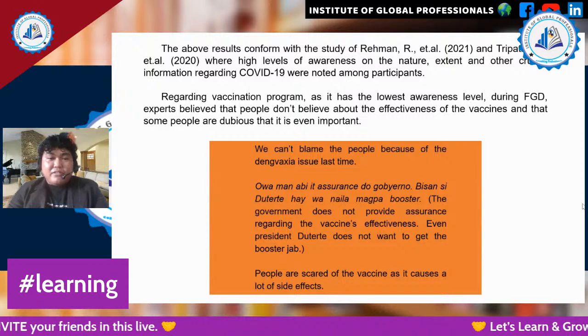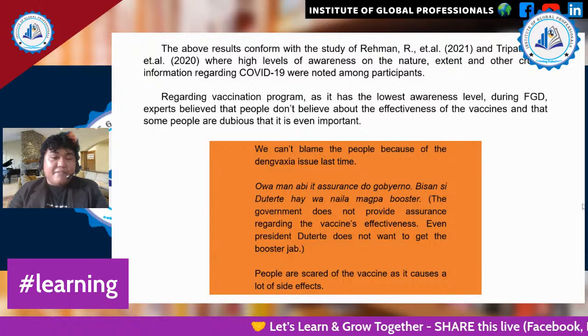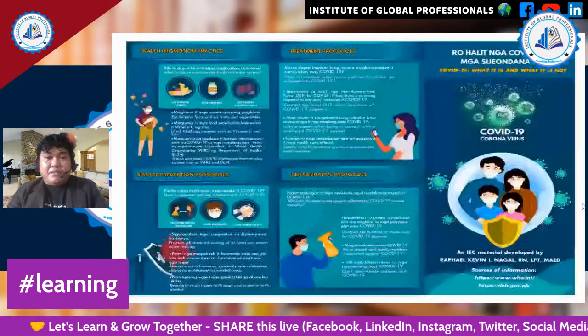They actually mentioned some of these, like the government does not provide assurance regarding the vaccine's effectiveness. And of course, there was the Dengvaxia issue here in the Philippines.